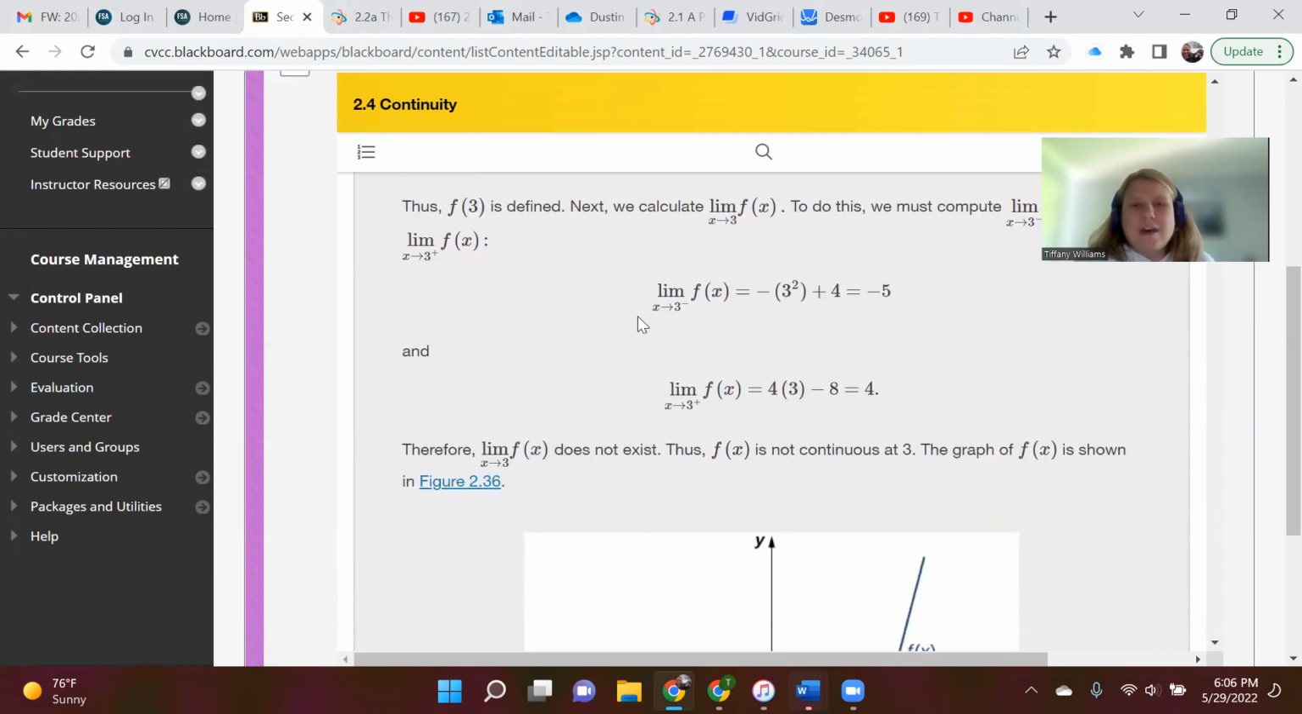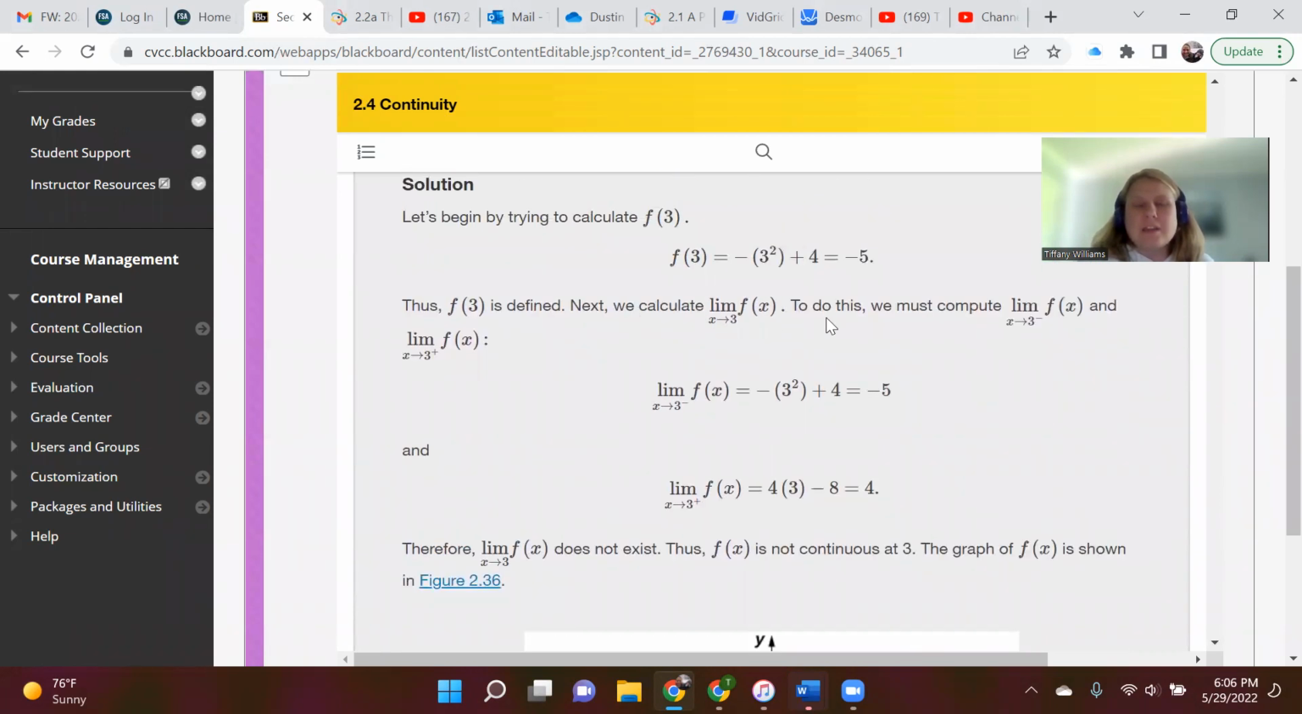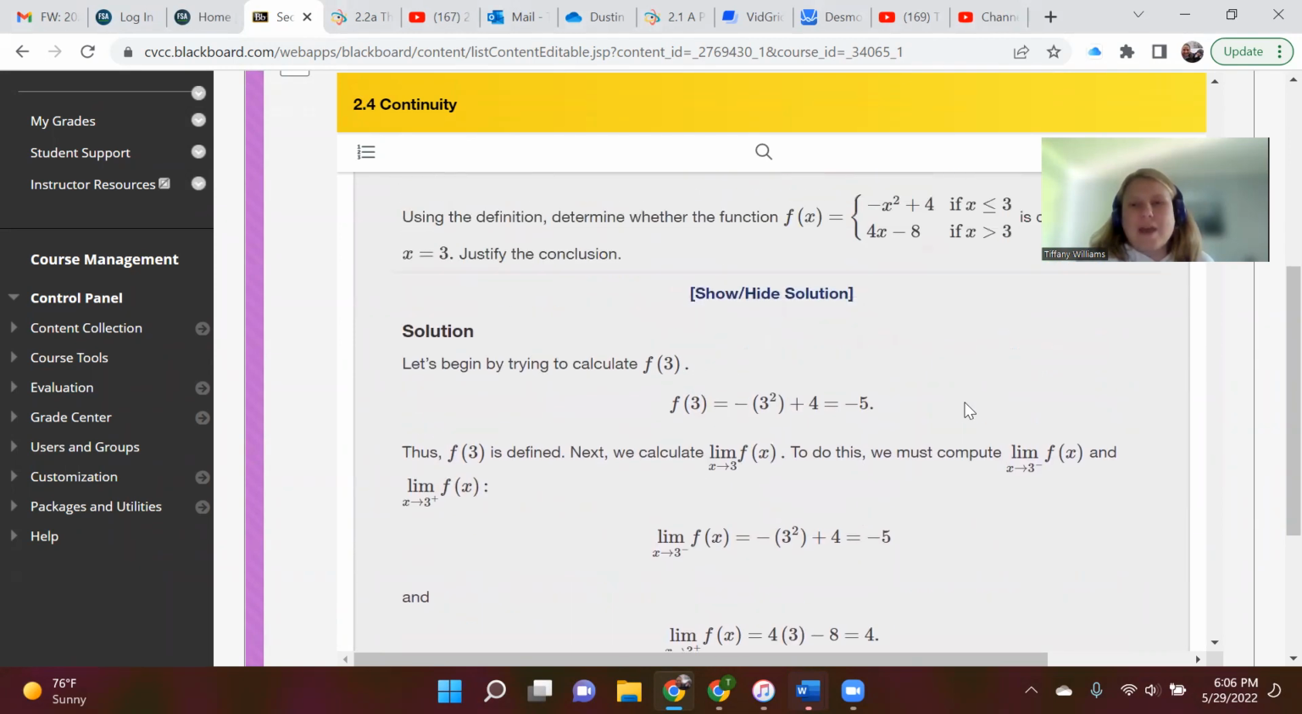We get negative 5. So now we're going to calculate the limit as x approaches 3 of f of x. We're going to do it from the left and right.